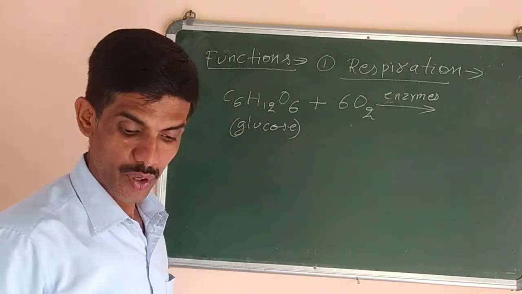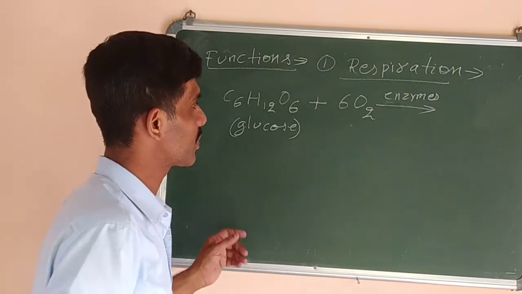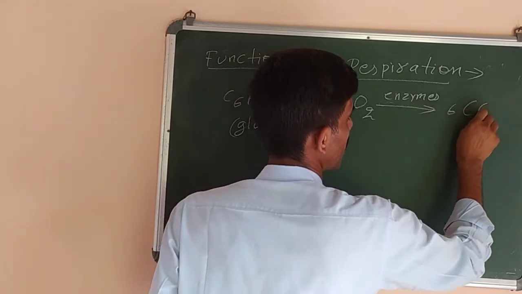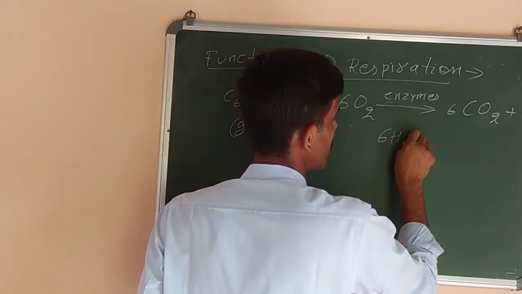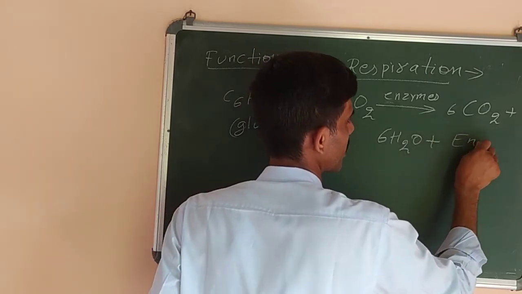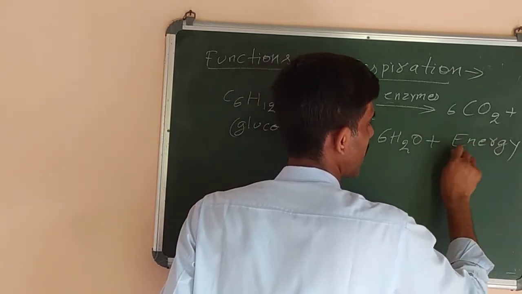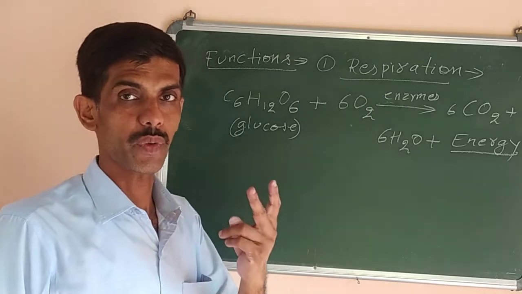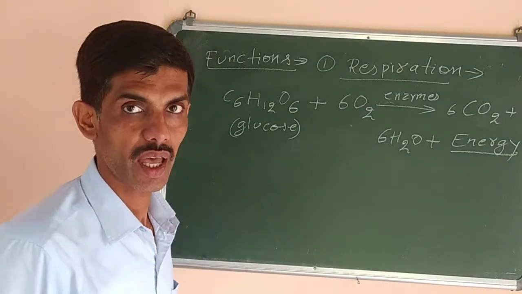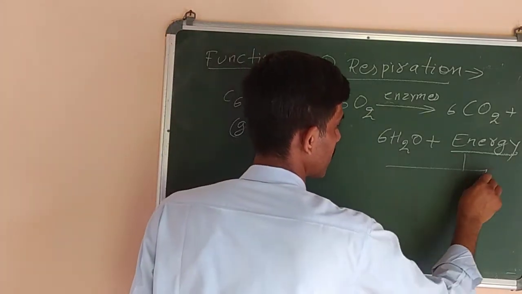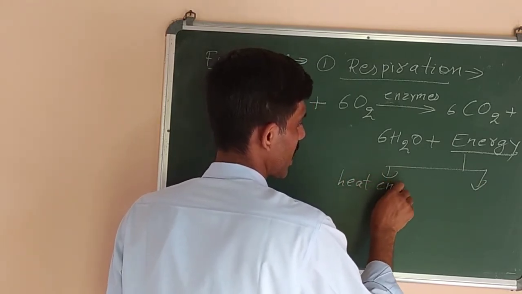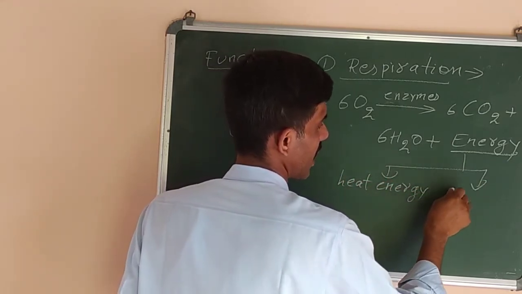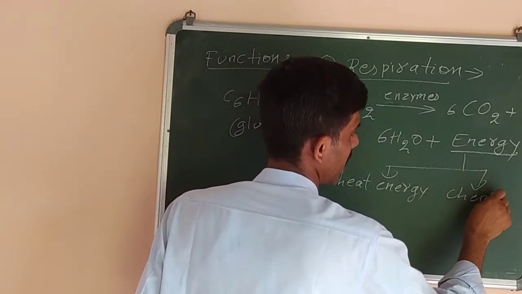And what are the end products formed due to respiration? 6 molecules of carbon dioxide are produced, plus 6 molecules of water, plus energy. Now see, this energy is produced in 2 different forms: heat energy and chemical energy. What are they? Heat energy, which is required to maintain our body temperature, and chemical energy, that is ATP.